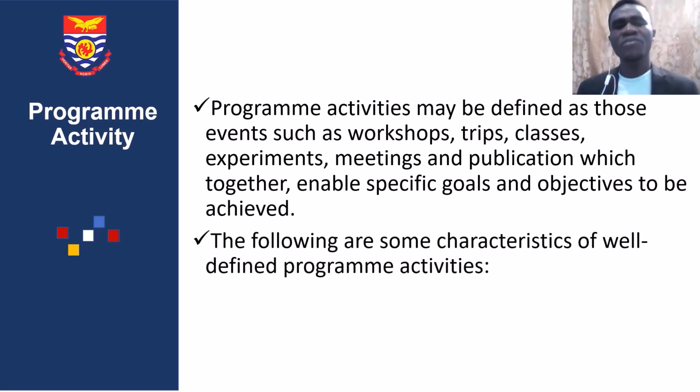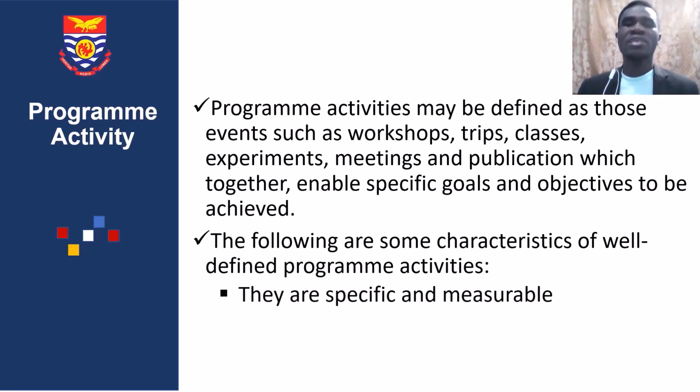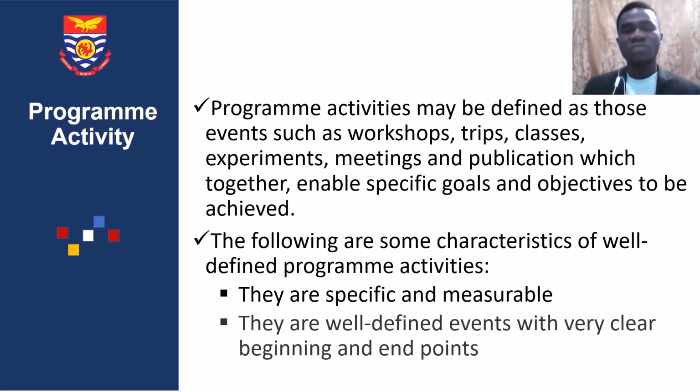Now, every activity must have these characteristics. The first of them is that it must be measurable and specific. So every activity must be measurable and specific. And they must also be well-defined events with very clear beginning and end points. So, for instance, the program will start in January and end in December. So we know that in a 12 months period, we must finish this program.